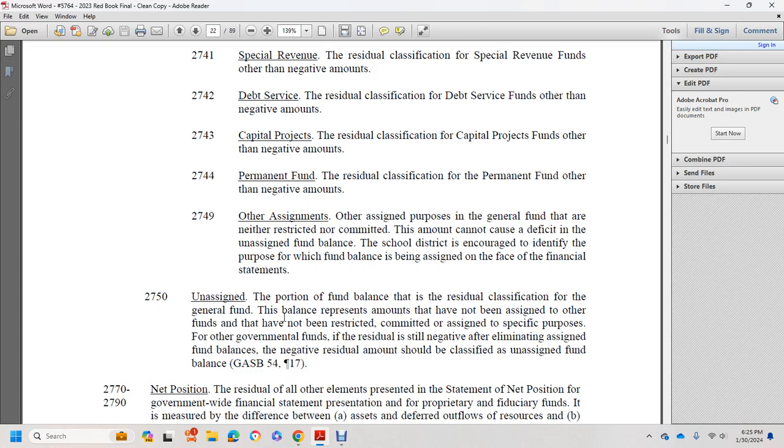27 to 50, unassigned. The portion of the fund balance with the residual classification of the general fund represents the amount that has not been assigned, along with other governmental funds that have not been restricted, committed, or assigned to a specific purpose. If the residual is still negative, eliminating the assigned fund balance, the negative residual amount should be classified as unassigned fund balance, per the Governmental Accounting Standards Board.